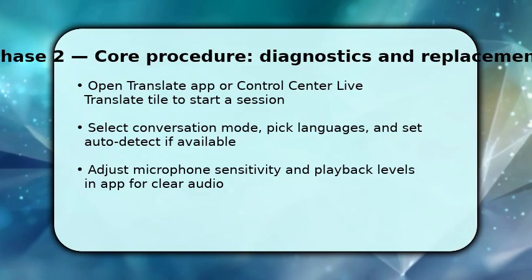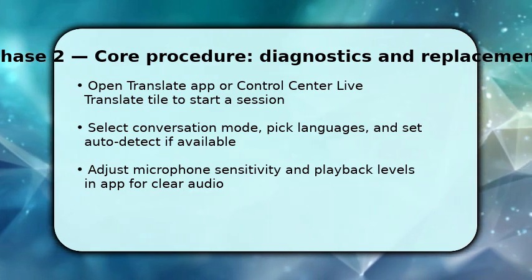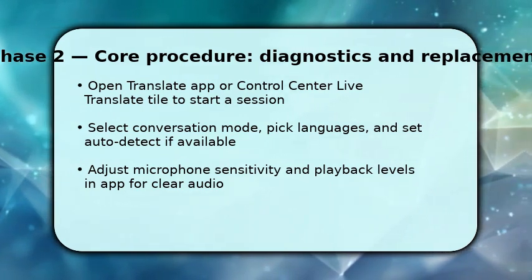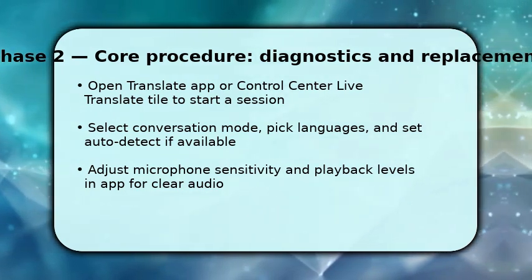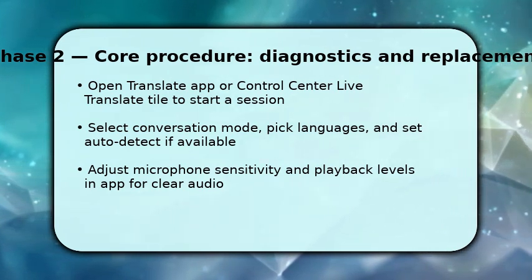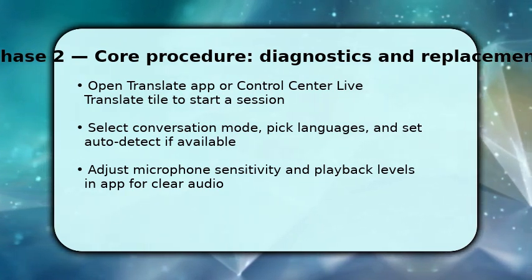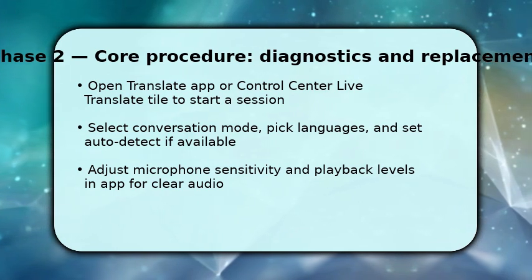Now you begin the live session. Open the Translate app or tap the Live Translate tile in Control Center to start conversation mode. Pick the two languages, one for you, one for the other speaker, and enable Auto Detect if the language may change. Place the iPhone between speakers or let the other person wear one bud for best pickup.